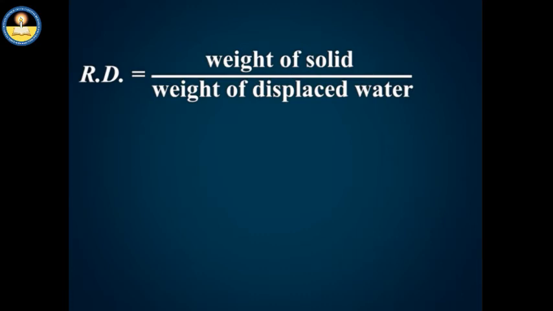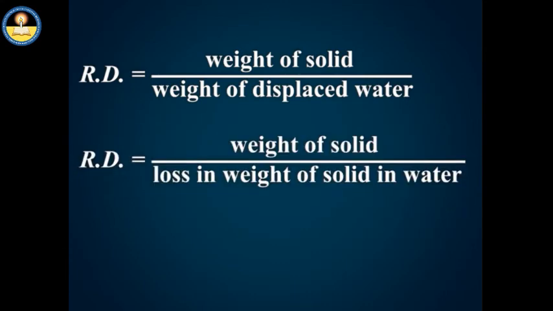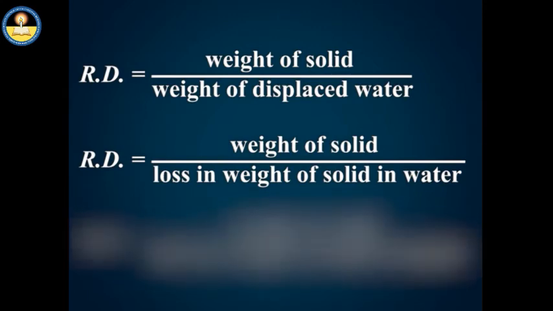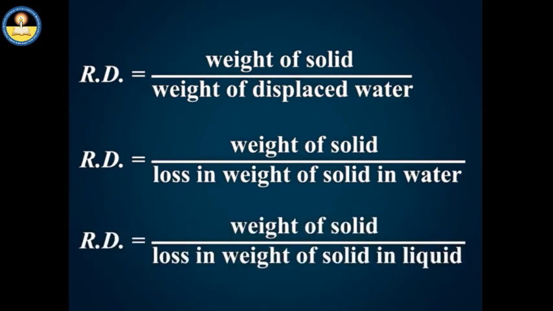According to Archimedes' principle, this weight of displaced water is the loss in weight of the solid in water. Thereby, the relative density can also be defined as the ratio of the weight of the solid and the loss in weight of the solid in water. In general, for any liquid, it can be the loss in weight of the solid in the liquid.